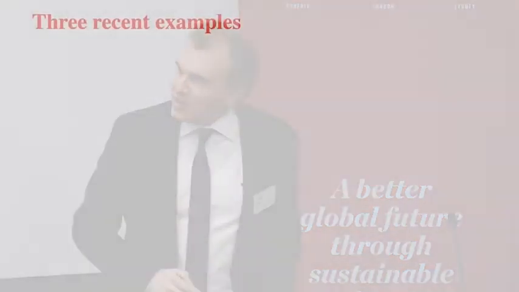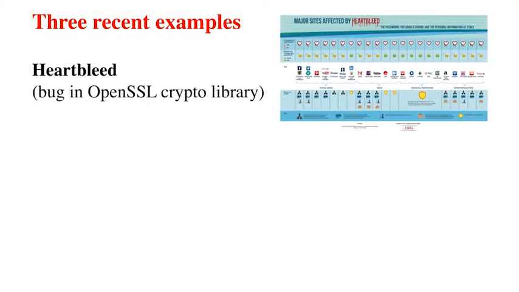So what can we do from the point of view of a computer scientist? Well, try to make it real. And there are three very recent examples. You might have heard of Heartbleed, an attack on a vulnerability, a bug in some crypto libraries about a couple of years ago. I won't go into the details because it would become slightly too technical, but of course it did create a number of problems.